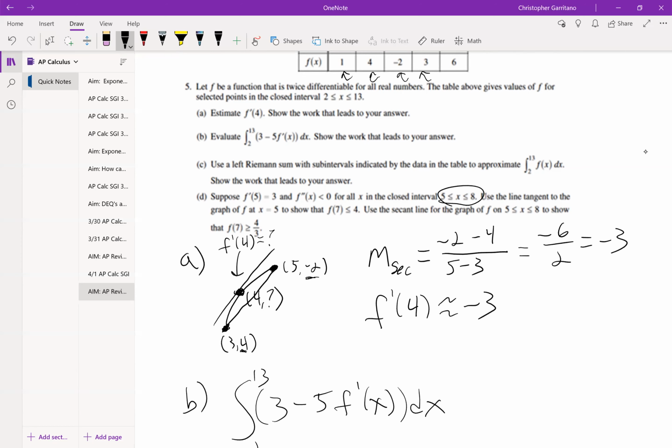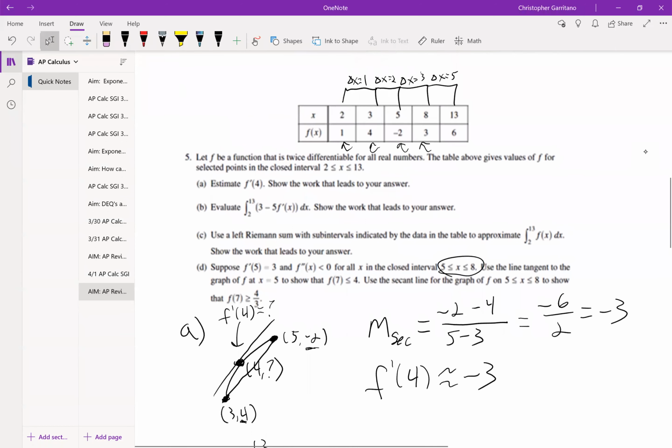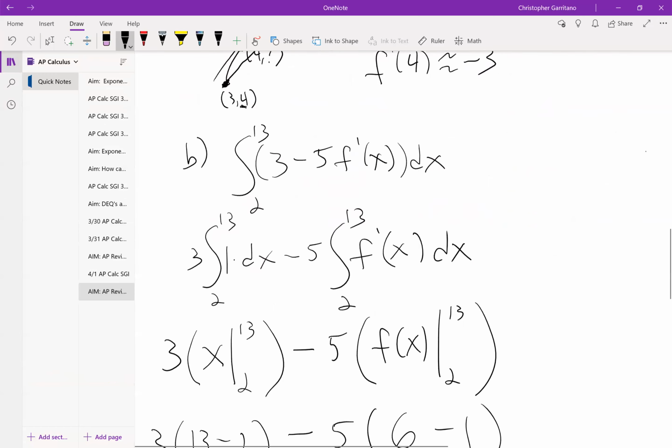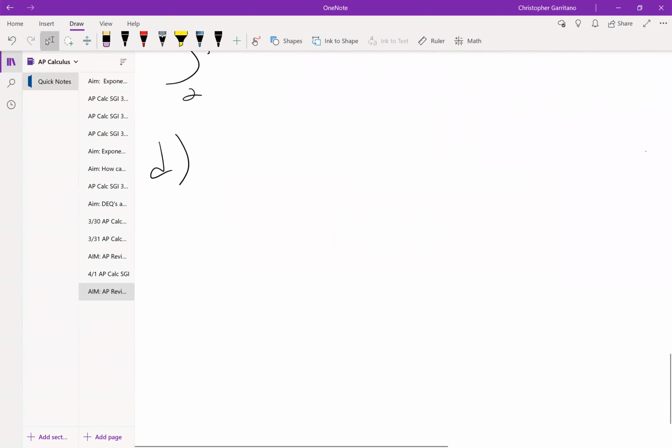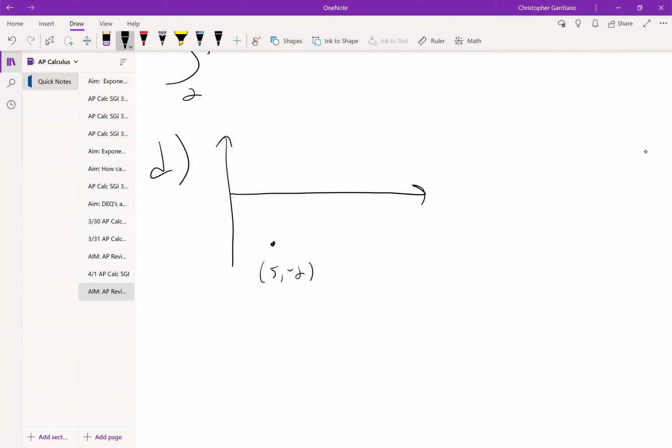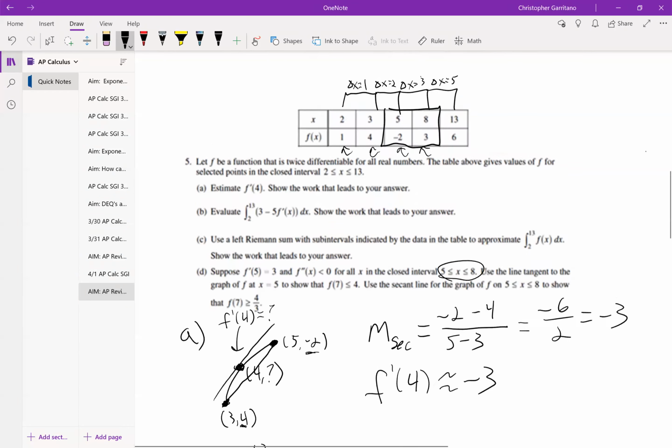So let's first try to get an idea of the diagram. We're only focused on the interval from 5 to 8. So that's the part of the table that I'm gonna take points from. So I have the point 5, -2 and the point 8, 3. Let's draw little XY axes. So I have the point 5, -2 and 8, 3, I believe. Let me double check real quick. Yep, 8, 3, okay.